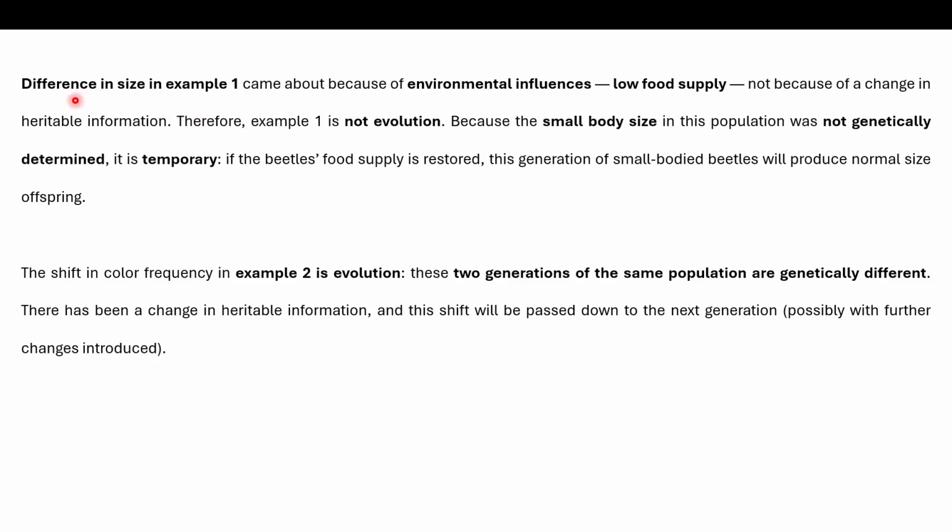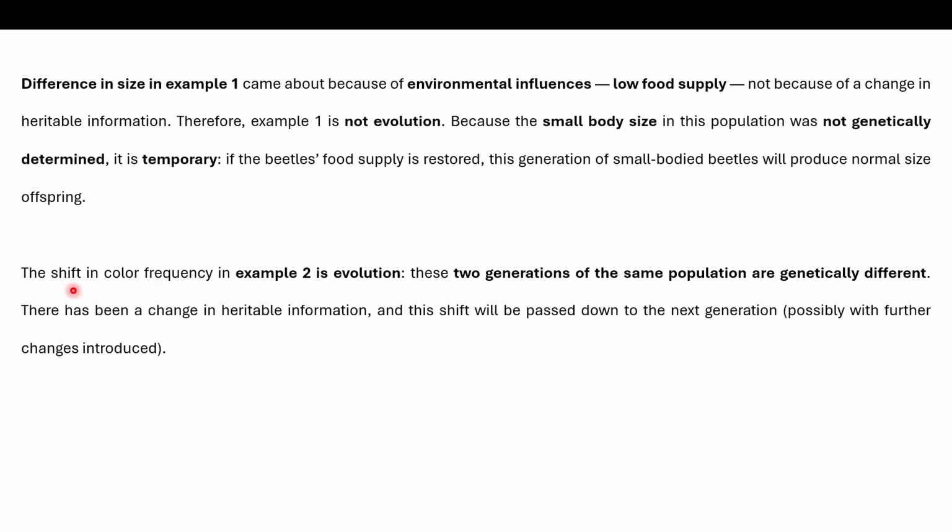When we talk about the first situation, where we looked at the difference in size, it came because of environmental influences. The nutrient or food supply was limited. The size change wasn't really because of a change in the heritable information. Therefore, example one is not really evolution. Because the small body size in this population was not genetically determined, it is temporary. If the beetles' food supply is restored, this generation of small bodied beetles will eventually produce normal sized offspring.